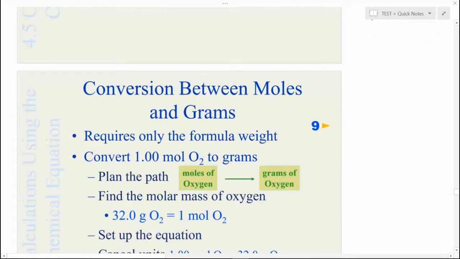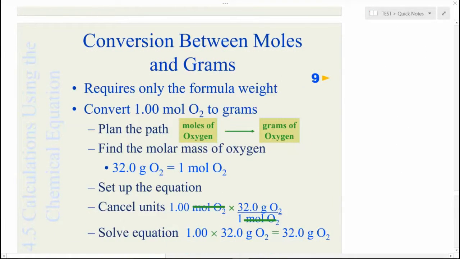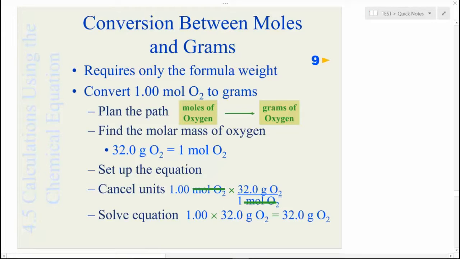Okay? So here we now have moles to grams. To go from moles to grams, we've done that. We've done the conversions for those. We need to use the periodic table and find the gram masses from the periodic table to do those conversions, so that's nothing new. So convert 1 mole of O2 to grams. The path is moles of oxygen to grams of oxygen. Then we're going to find the molar mass of oxygen: 32 grams of O2 equals 1 mole of O2. That's our conversion factor.